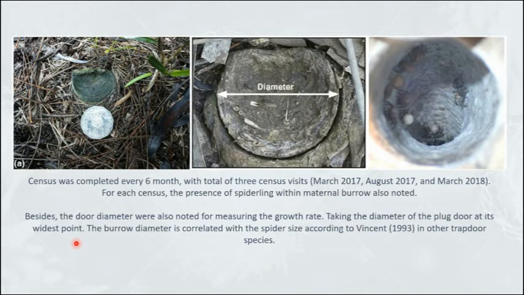We took the diameter of the trapdoor at its widest point, like in the middle picture, from the farthest left point to the farthest right point to get the diameter. The burrow diameter is correlated with the spider size, according to Vincent's research in 1993 on other trapdoor species.